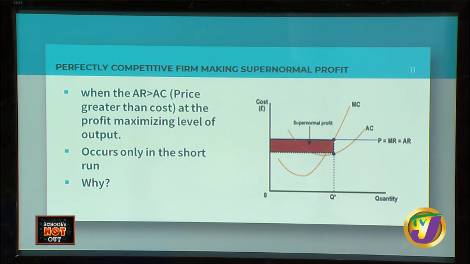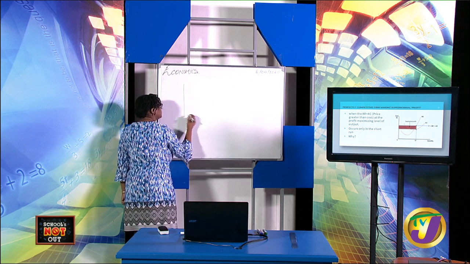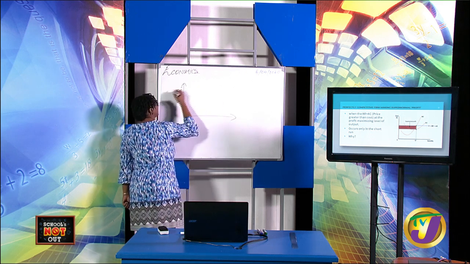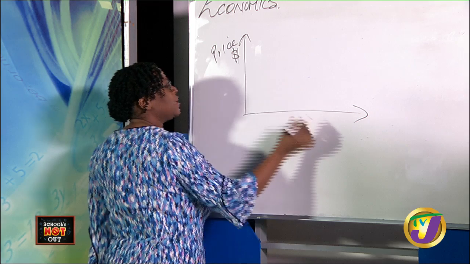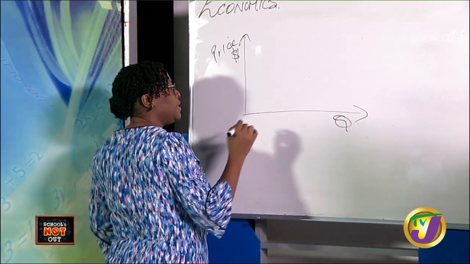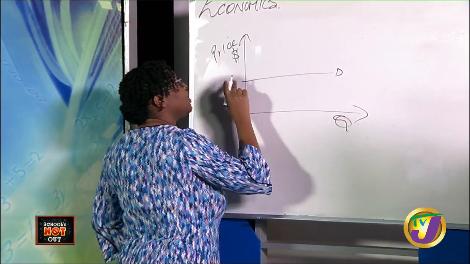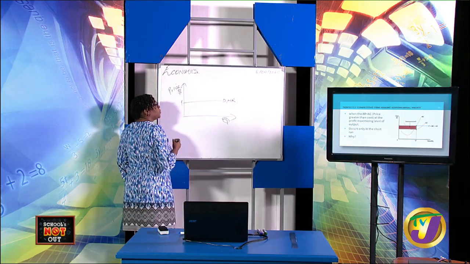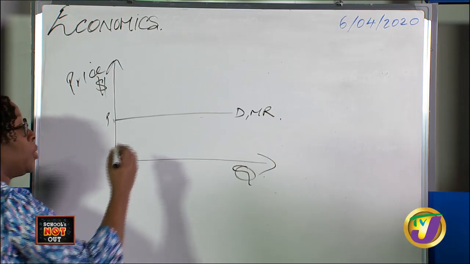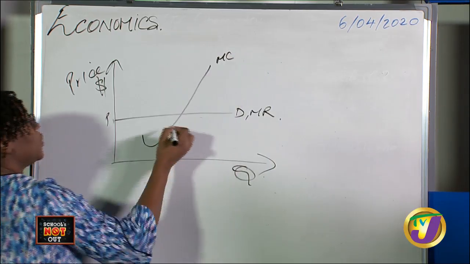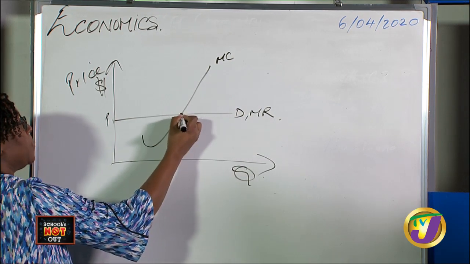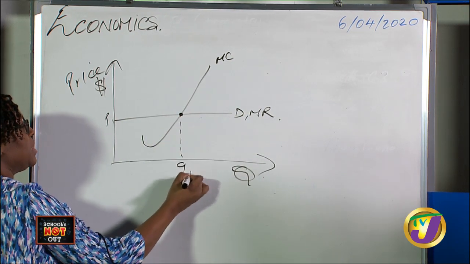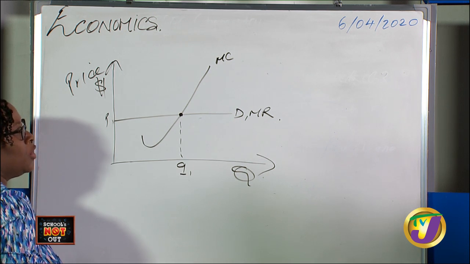Now let me just take you to the board, because sometimes students don't understand how we draw this diagram. So here we have our price and our output and the demand curve for the perfect competitive market. For profit maximization, you put in that point where your marginal cost is equal to your marginal revenue. This will be the level of output that you will produce.